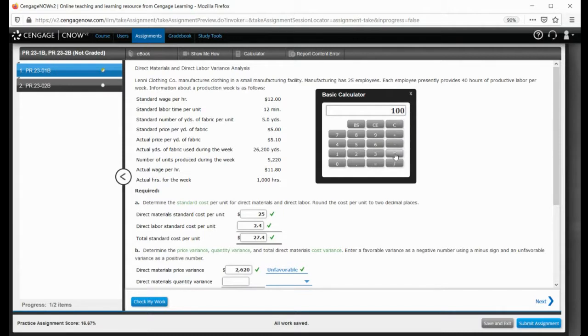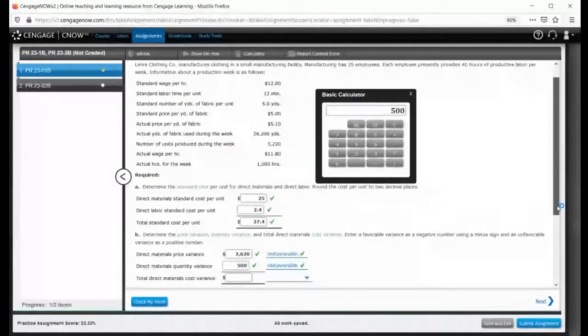We're going to have to multiply that by the standard price, and the standard price of the fabric is $5. So when I multiply 100 times $5, it gives me 500. And we've already determined that that too was going to be unfavorable. It was unfavorable because my actual quantity of fabric used was more than what I thought it should have been at 26,100. The difference is 100 yards. That is the variance that we have to multiply by the standard price, which was given at $5. This is what gives you the amount of the direct materials quantity variance.